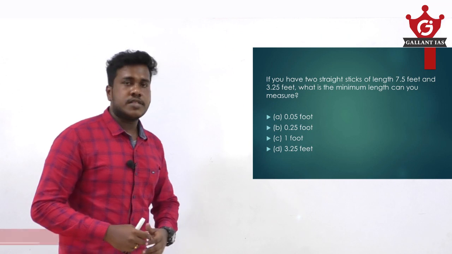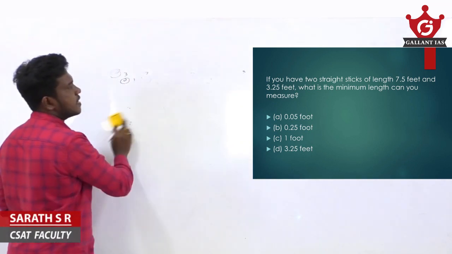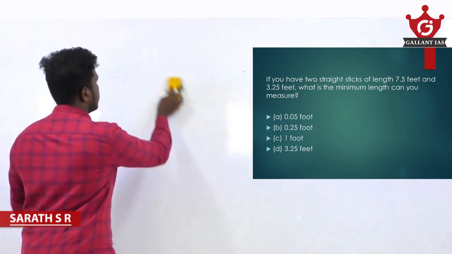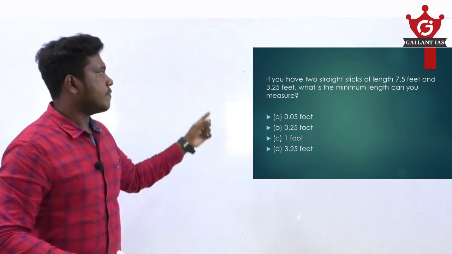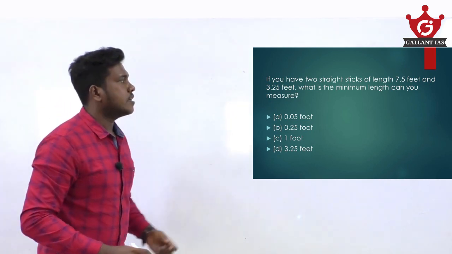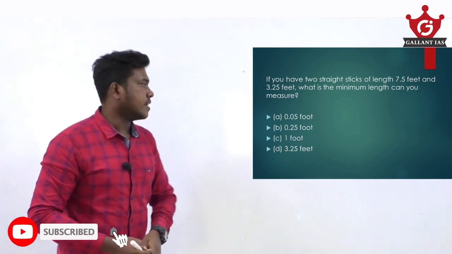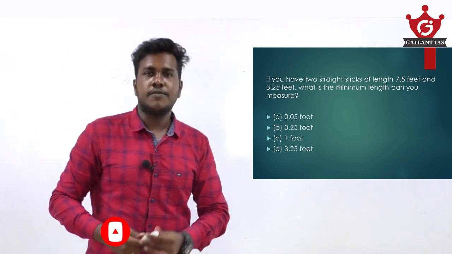Okay guys, now let's move on to the next question. If you have two straight sticks of length 7.5 feet and 3.25 feet, what is the minimum length you can measure? So two sticks of length 7.5 feet and 3.25 feet, what is the minimum length you can measure? And options are given and we need to find the answer. Unfortunately the answer is not given here, so we need to find it out.